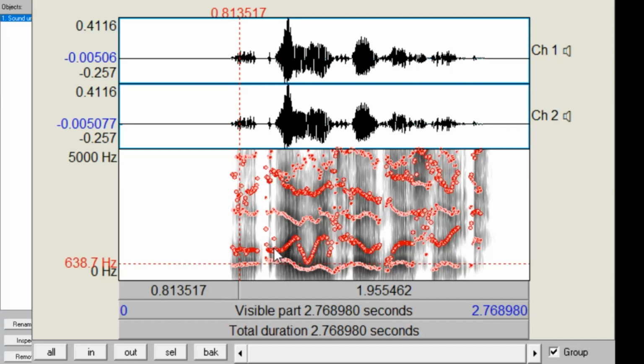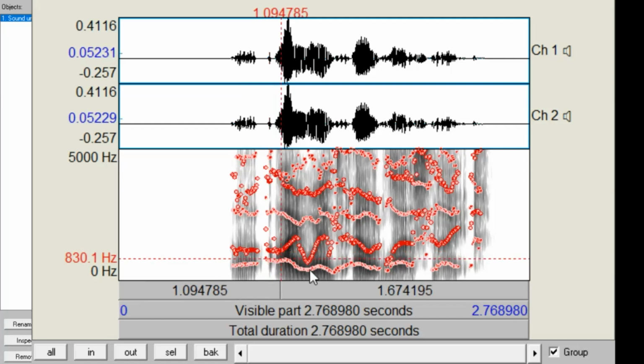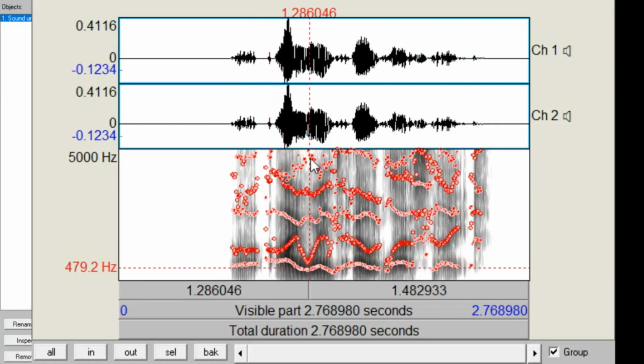So where the black bars are strongest, we can look at the patterns of these little red dots in a line and say, okay, when we have a dot here, here, here, here, and here, it's probably this sound. When we have a dot here, here, here, here, and here, it's probably this sound, and so on. So this is essentially what a computer is doing to figure out sounds.